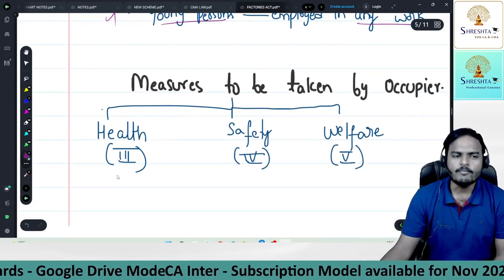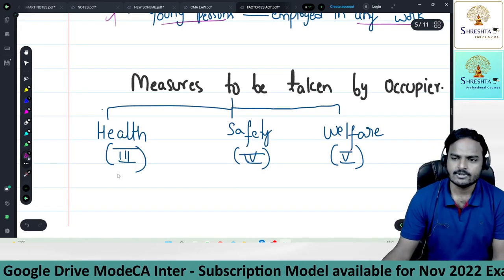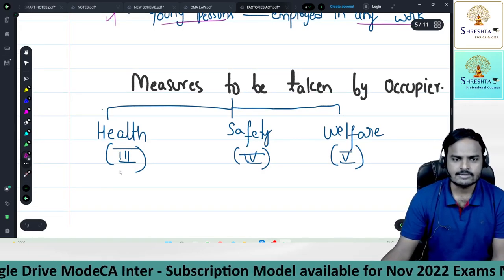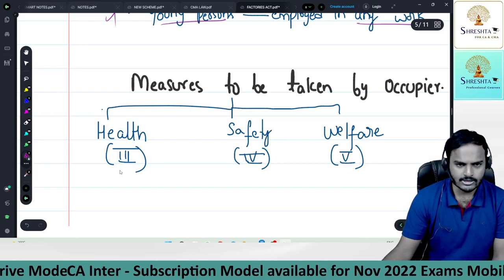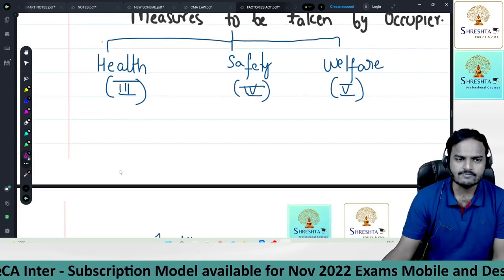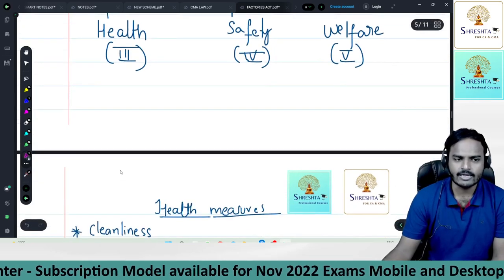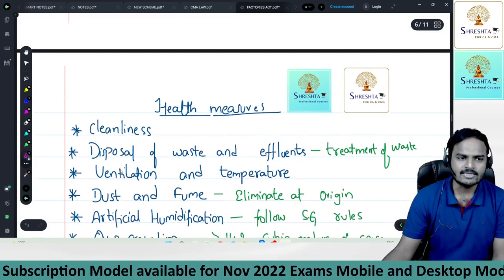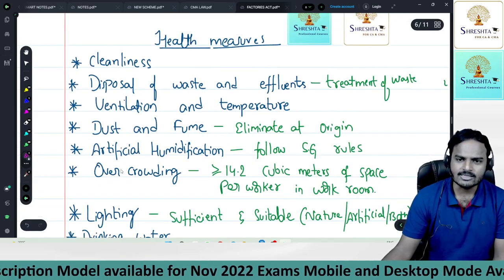Next one, occupier responsibilities. So the following are the occupier responsibilities. Health measures: you need to take health measures for the workers. Safety measures, welfare measures. So chapters 3, 4 and 5. So let's see health measures. What comes under health measures, sir?